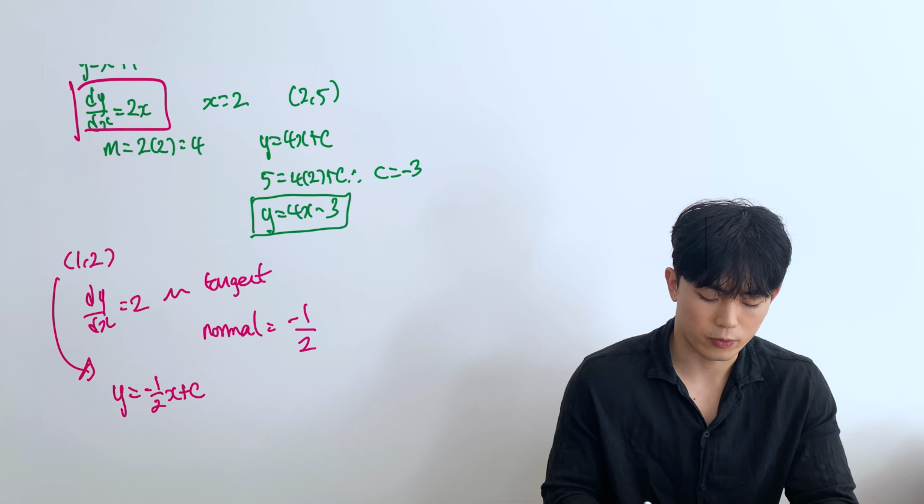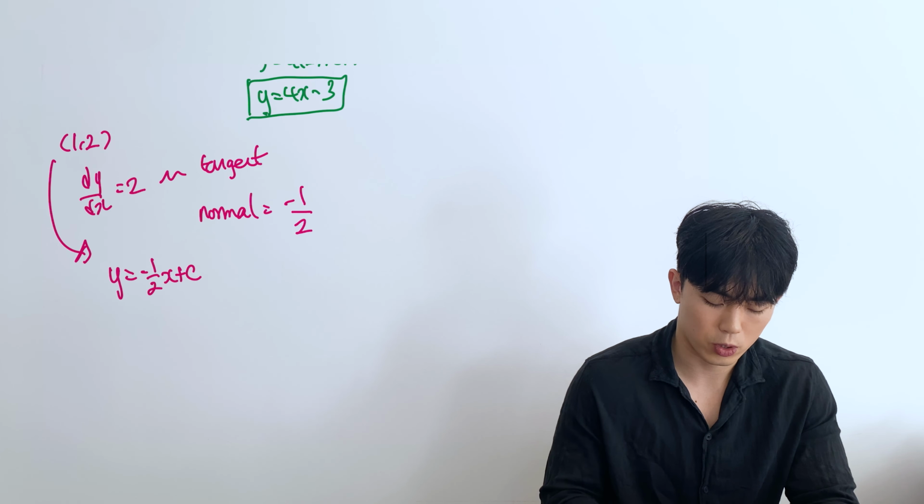Plugging in these two values to find the c. So we have 2 is equal to minus 1 over 2 plus c. C is 5 over 2. So y is equal to a half x plus 5 over 2. So this is the normal equation here, and this is the tangent equation here.